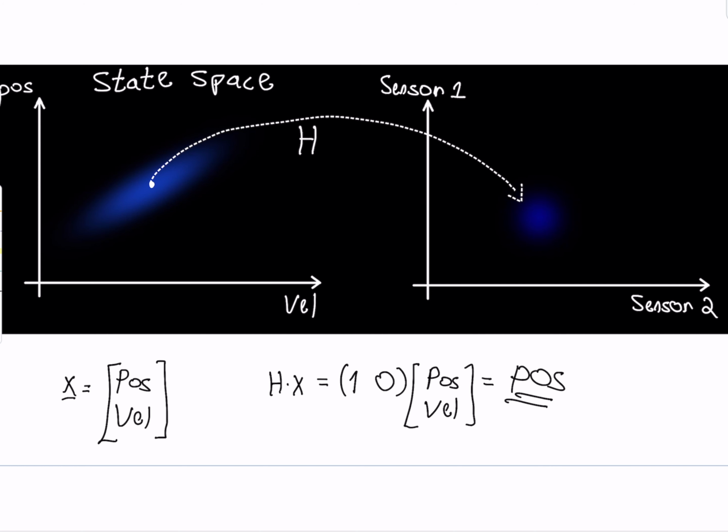Just one measurement, the position. And you can also see it via the dimensions of the matrices. Here we have 1 by 2, and here we have 2 by 1. So if I multiply 1 by 2 by 2 by 1, I get 1 by 1.